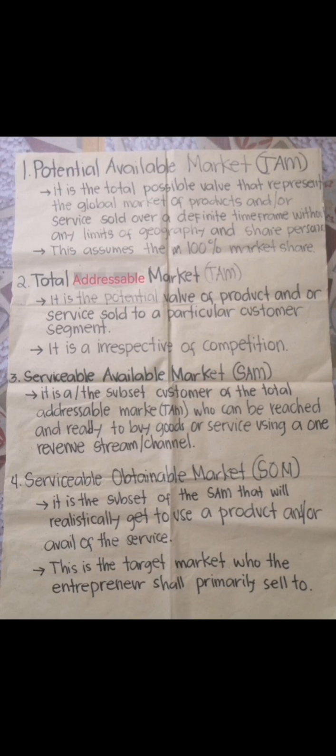Number 3, serviceable available market or SAM. It is the subset of customers of the total addressable market who can be reached and are ready to buy goods or services using one revenue stream or channel. Number 4, serviceable obtainable market or SOM. It is a subset of the SAM that will realistically get to use a product and/or service. This is the target market who the entrepreneurship primarily sells to.